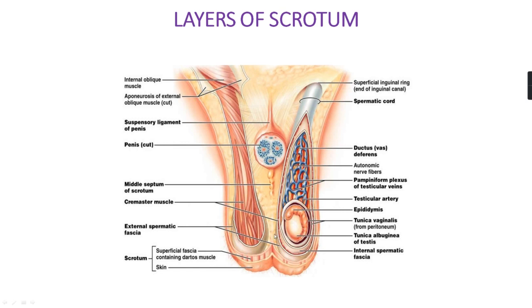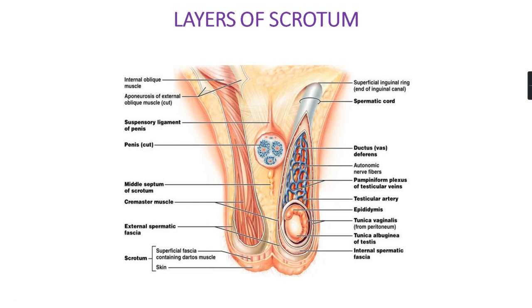That is derived from the external oblique muscle of the abdomen. Now the fourth layer is the cremaster muscle and fascia, that is derived from the internal oblique muscle of the abdomen, and the innermost layer, that is the internal spermatic fascia. Here, the internal spermatic fascia is derived from the fascia transversalis.